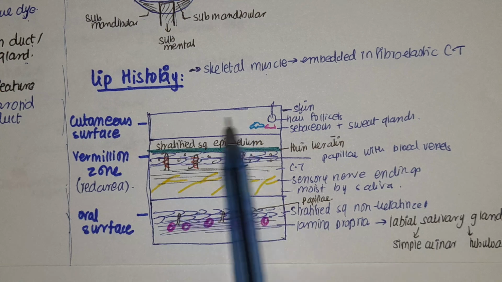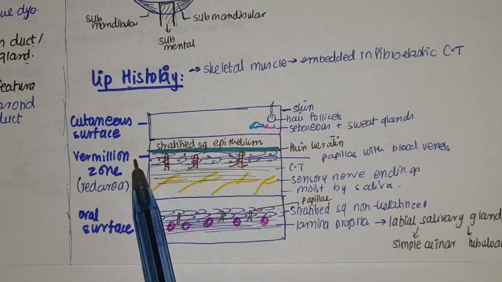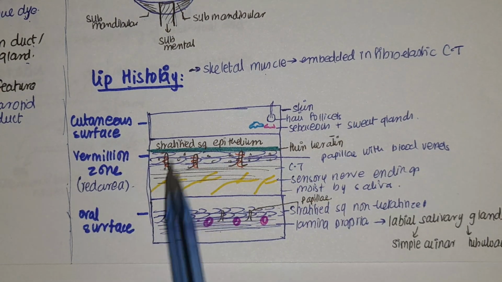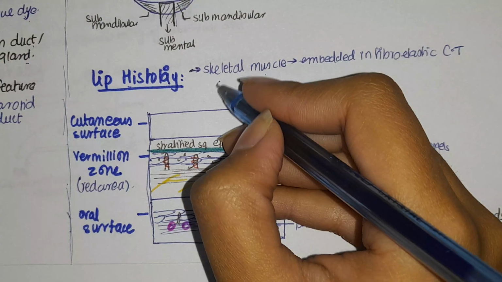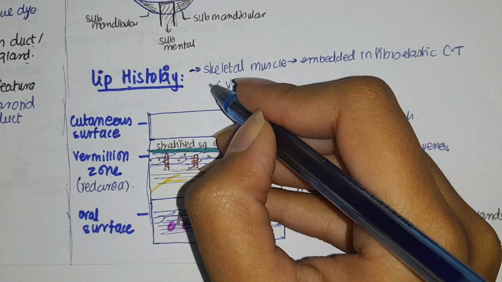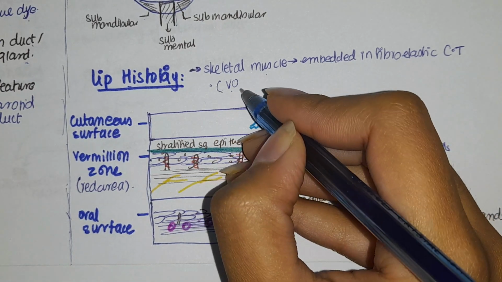Now it has this cutaneous surface, a vermilion zone, and an oral surface. It has three major surfaces: cutaneous surface, vermilion zone, and oral zone. You can remember this by the mnemonic CVO: cutaneous, vermilion, and oral zone.